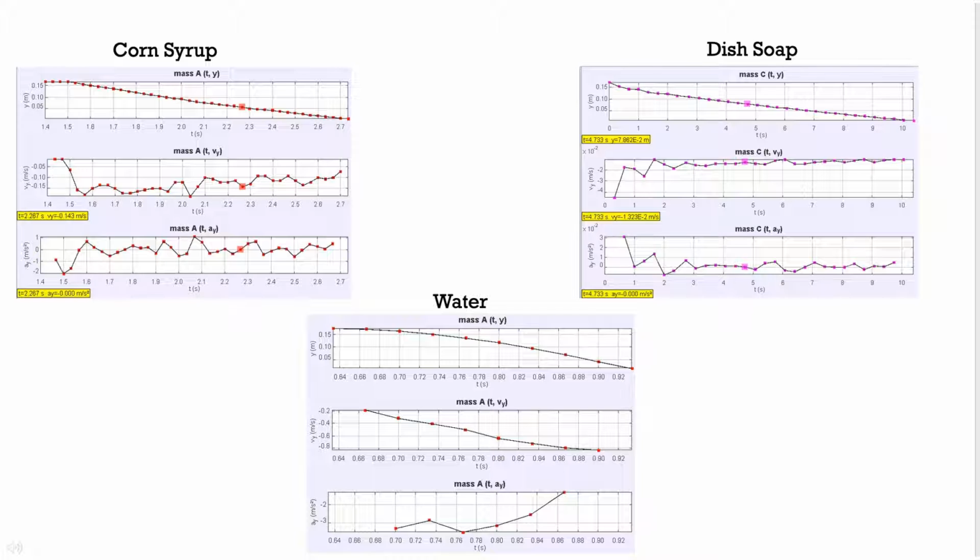As you can see, only the corn syrup and dish soap reach terminal velocities. We can tell this because the position graphs are largely linear, meaning as we look at the velocity graphs, they seem to hover over a constant velocity. In addition to this, they also hover around an acceleration of 0, which makes sense as there's no acceleration at terminal velocity. Water, on the other hand, does not seem to show this trend.